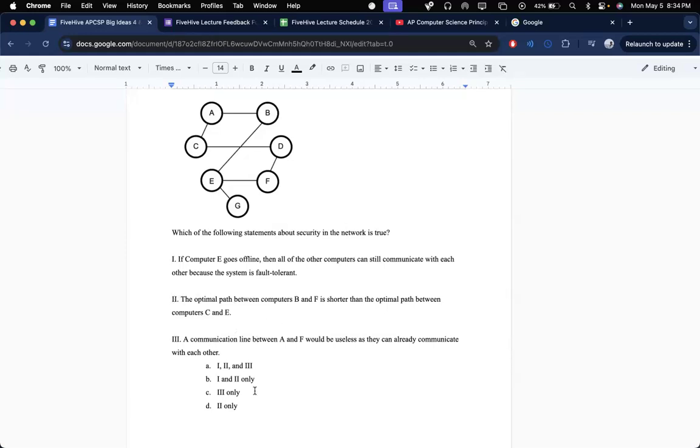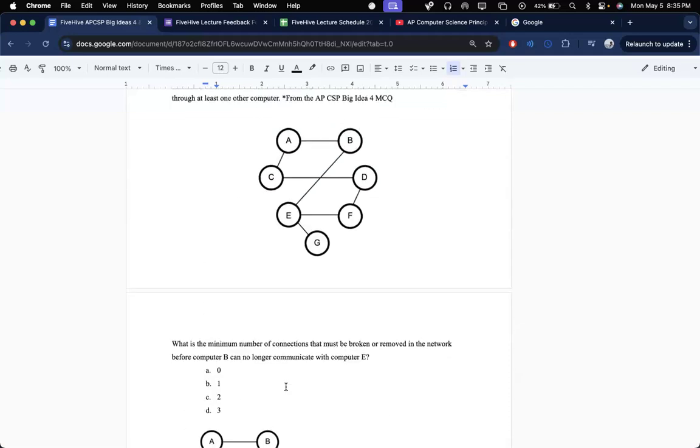So in that case, we'll say that two is true, which means if we know one is false and two is true, then it has to be D. But just to go over it, let's go through three as well. A communication line between A and F would be useless as they can already communicate with each other. Well, A to F would go A to C to D to F. That's three links, so if any one of those links fails, then A cannot communicate with F. But if we directly add a line from A to F, we are building a redundant line, so that in the case that A to C, C to D, or D to F fails, we always have that redundant line between A and F that we can fall back on. So it would not be completely useless, because it would still provide a redundant line and build the fault tolerance of the network as a whole. So we would say that this is false. That's why D is the answer. Cool. Any questions on these two questions?